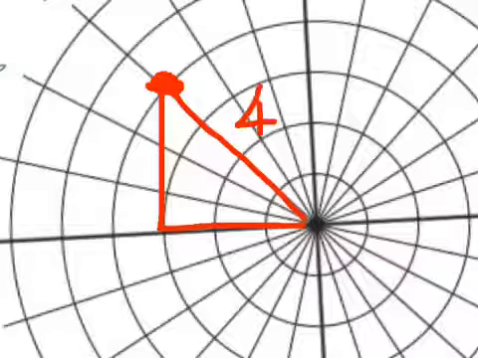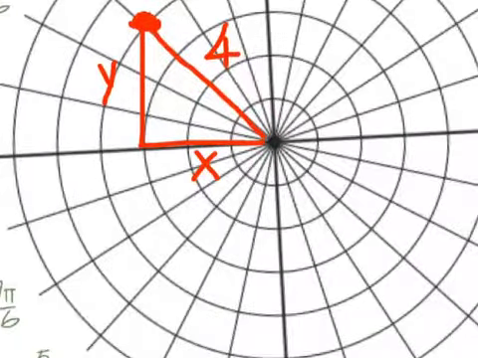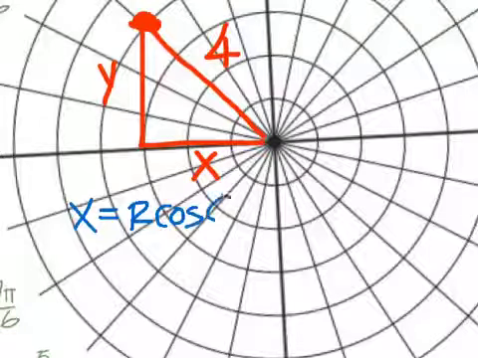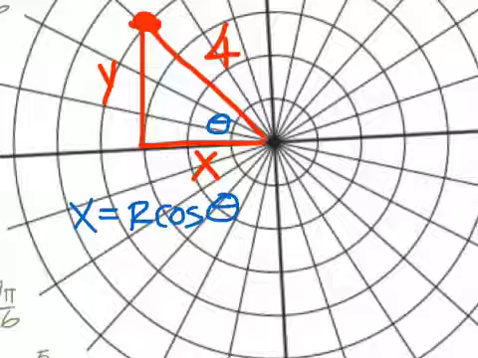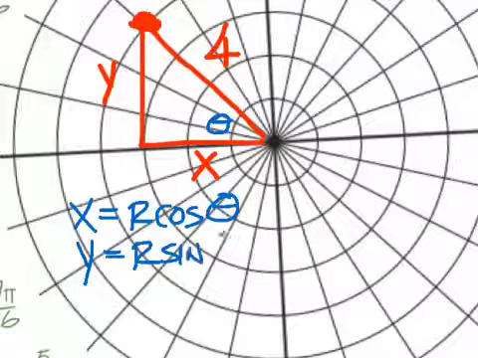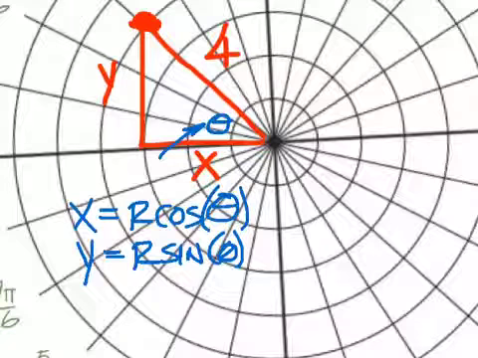So this is 4, this is y, this is x. We have to solve for y and x in this case. And remember your formulas for finding y and x. For x, it's going to be r times the cosine of theta, which theta was indicated there. And then for y, we have y equals r times sine theta, with theta being here again.